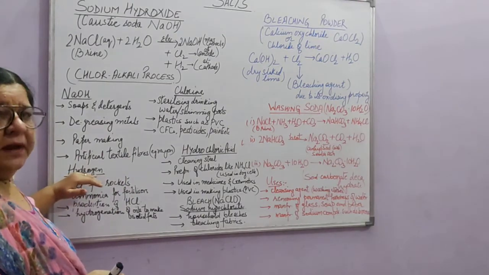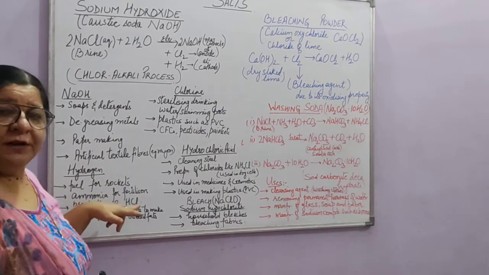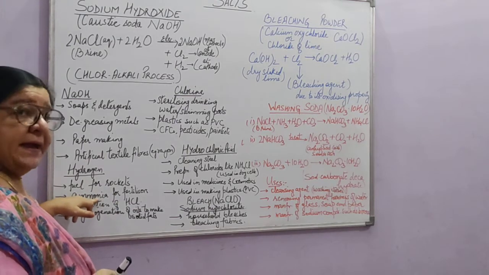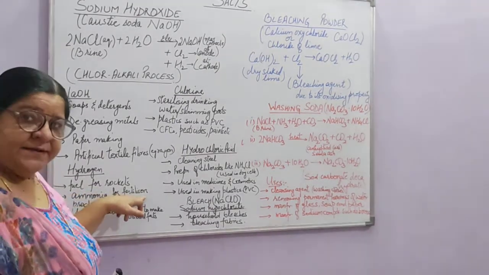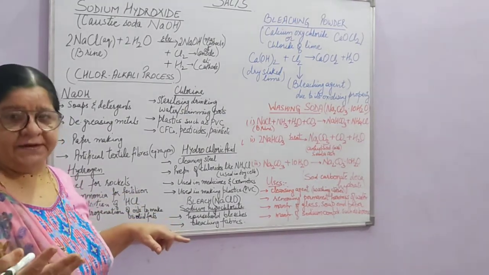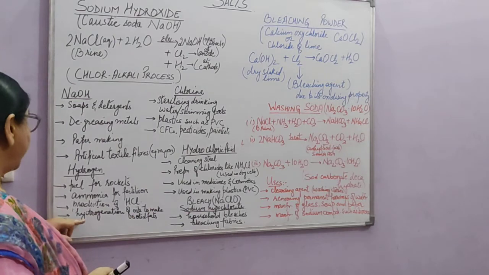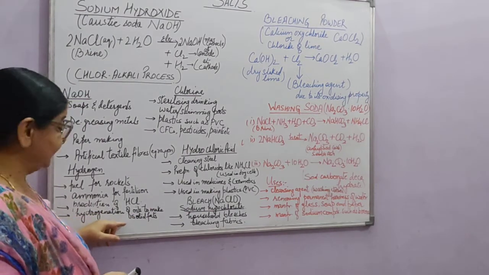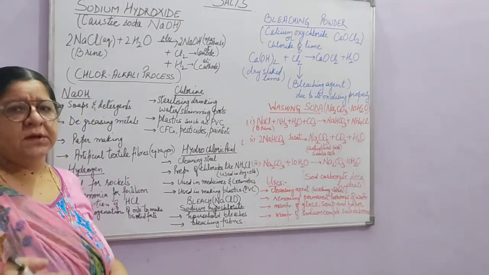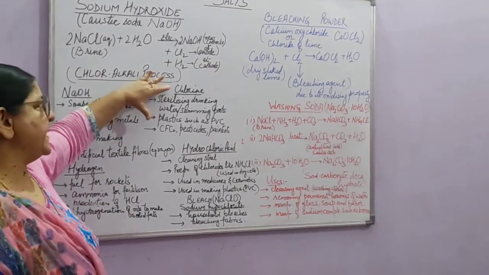Next, hydrogen. Hydrogen can also be used for many purposes. It is used as a fuel for rockets. Then it is used for making ammonia for fertilizers. It is used in the production of hydrochloric acid. Hydrochloric acid also has many uses that we'll talk about just now. And it is used for the hydrogenation of oils to make solid fats like margarine, which is commonly used in the kitchen also.